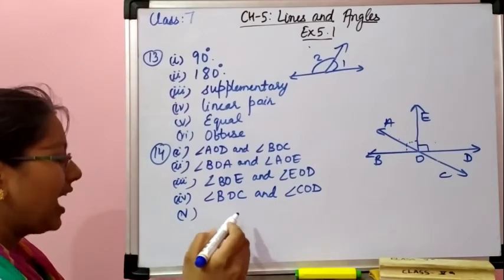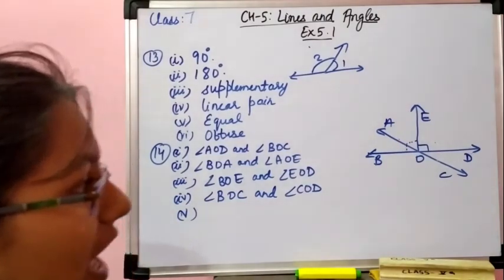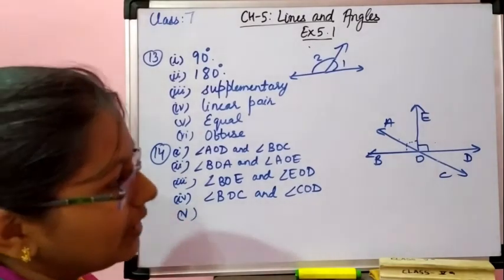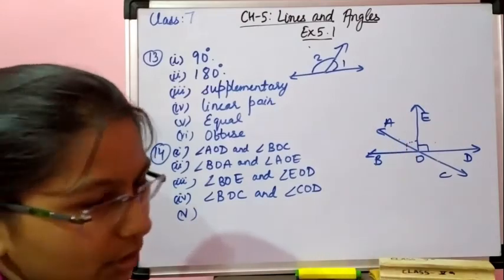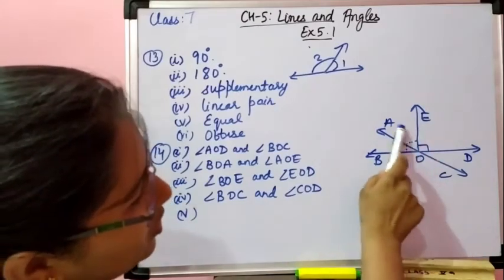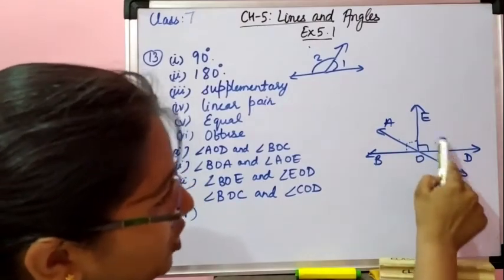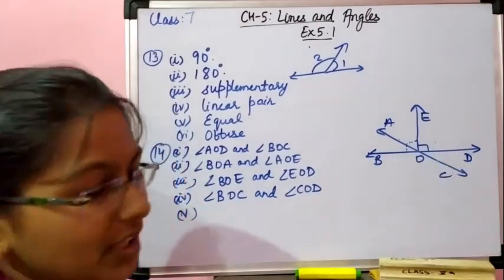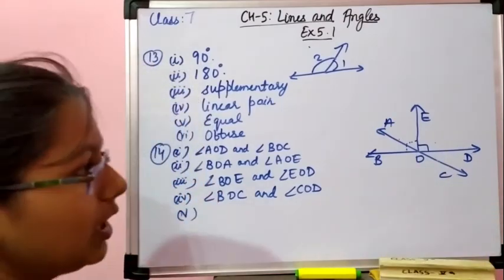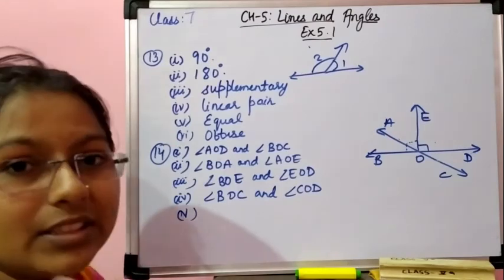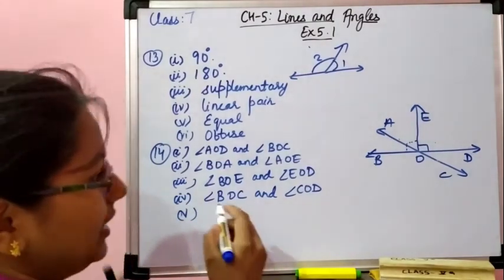Now in the fifth part, adjacent angles that do not form a linear pair. ऐसे adjacent angles जो कि linear pair नहीं बनाते, तो ऐसे बहुत सारे हैं. These two are adjacent but not forming a linear pair. These two are adjacent but not forming a linear pair. These two are also adjacent, not forming a linear pair. These are also adjacent but they are forming a linear pair. So in this we have three pairs of adjacent angles which are not linear pairs.